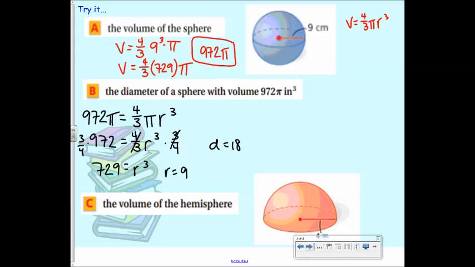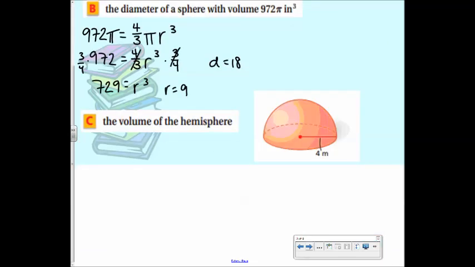Alright, and then last but not least, what's the difference between this example and the ones that we've done so far? That's half. It's a hemisphere, so find the volume and then do what with it? Divided by 2. Okay, so volume is 4/3 pi r to the third. What's r here? 4. 4 to the third pi. And then this whole thing I'm going to divide it by 2.